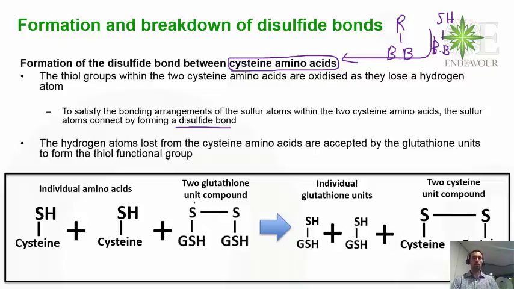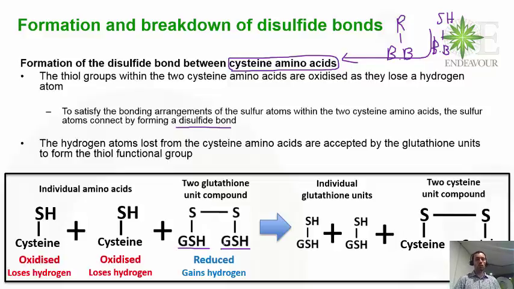So let's have a look at how this process works in the bottom reaction here. So firstly we have two cysteines, so two individual cysteine amino acids, and it's reacting with a compound called glutathione. So there's 2 units of glutathione here. GSH is a way of abbreviating glutathione. Okay, so in this reaction between cysteine and this glutathione containing compound, one component is going to be oxidized and one is going to be reduced. So this is your classic redox reaction.